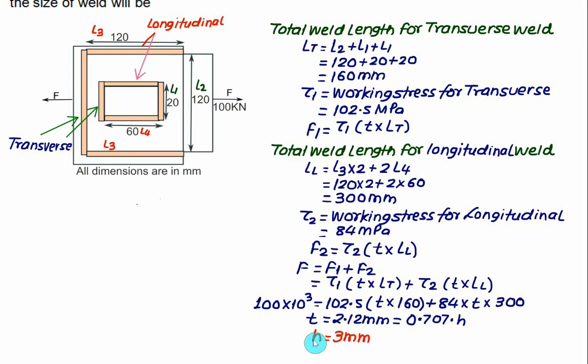So in this type of numerical, you have to identify the weld axis. If the weld axis is parallel, then it's a longitudinal or parallel type of weld, and if the axis is perpendicular, then it's a case of transverse loading. Find out the total length of the transverse plus the total length of longitudinal. Find out the contribution of force due to transverse and longitudinal. Finally, we have total force equal to F1 plus F2, and then you can find out the thickness, or you can find out the size of the leg.